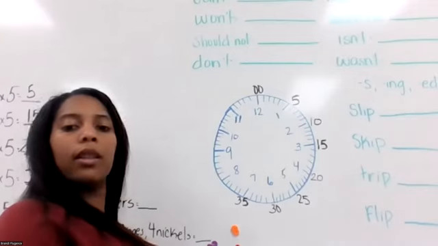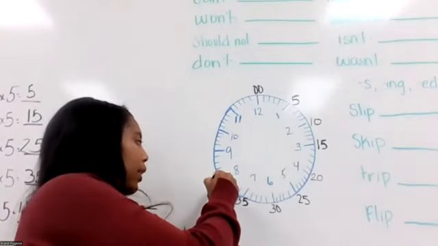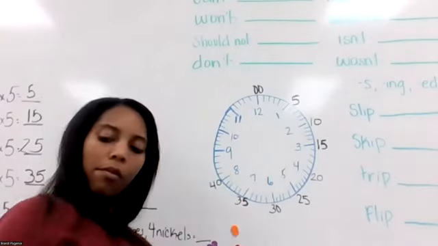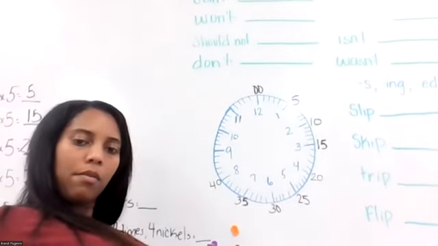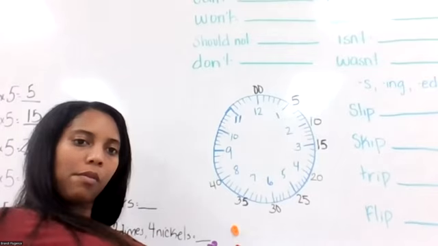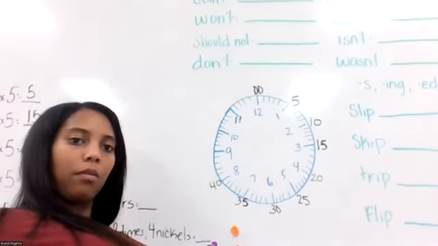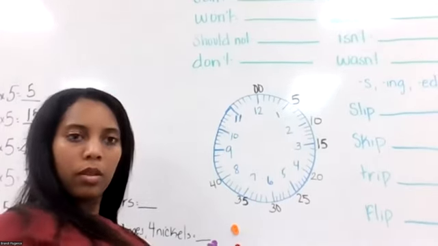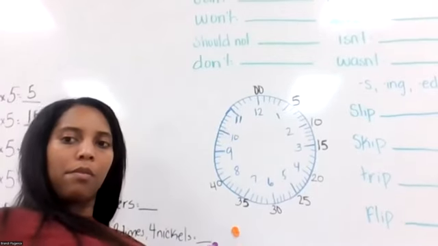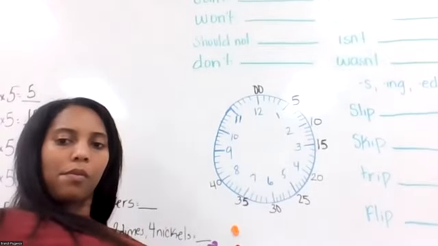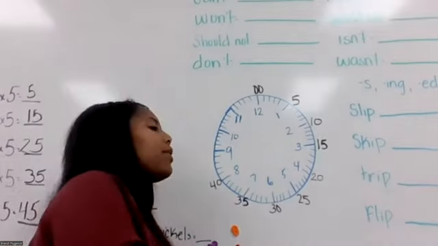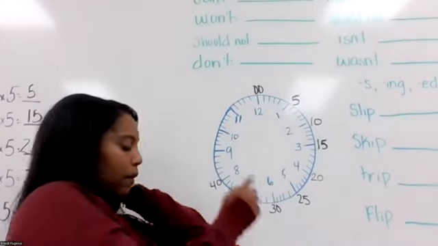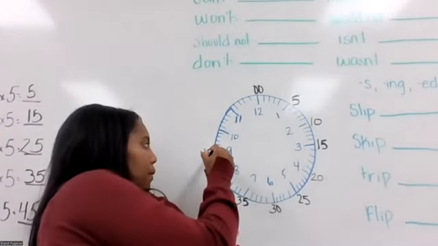When we say 8 on the clock, we're saying 40. 9 is 45. 5 plus 10 equals 15. 20 plus 25 equals 30.